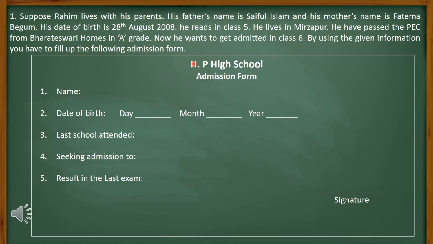So this is the form you need to fill up. Name, date of birth, last school attended, seeking admission to, result in the last exam, and lastly the signature. So this is your homework. I hope this is very easy. You can do it easily.